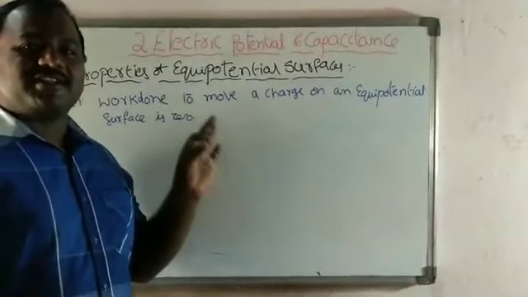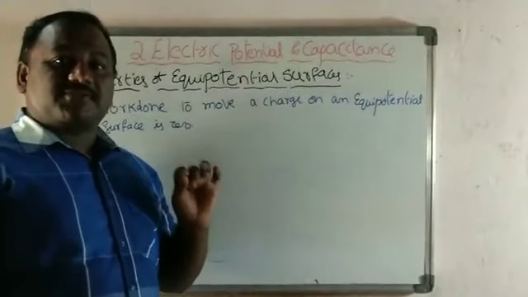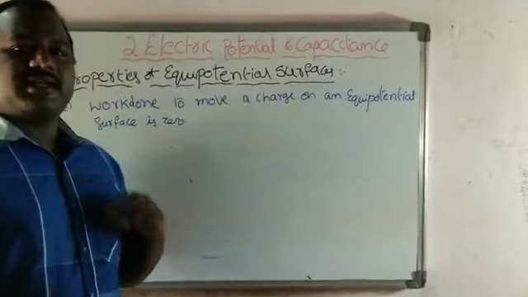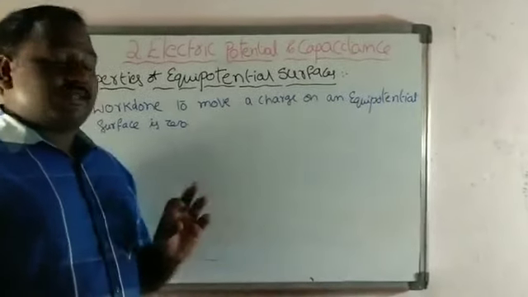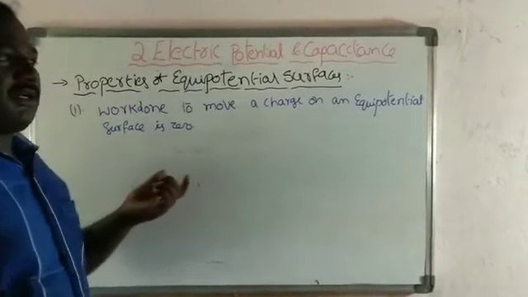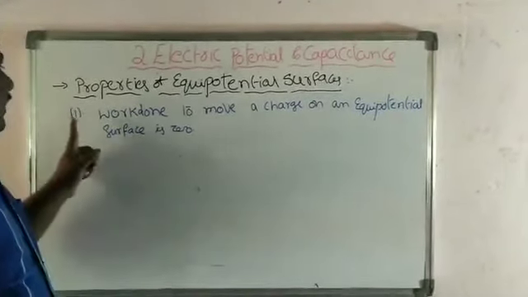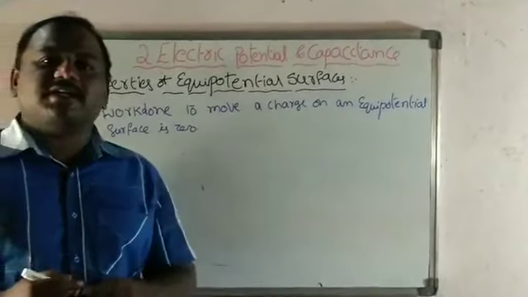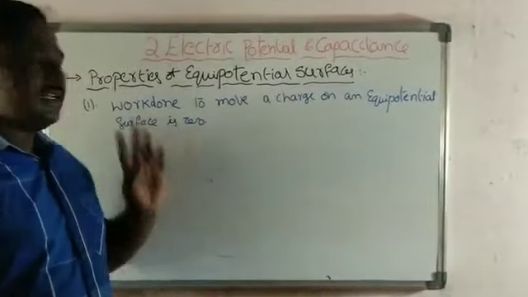This is an important 3-mark question. First, the equipotential surface definition is given as a 1 mark question, and drawing the equipotential surfaces is also given as 1 mark. Now, this is a very important concept, that is, the properties of equipotential surfaces. Generally, this question is given as a 3-mark question. See here, the first property is: work done to move a charge on an equipotential surface is 0.